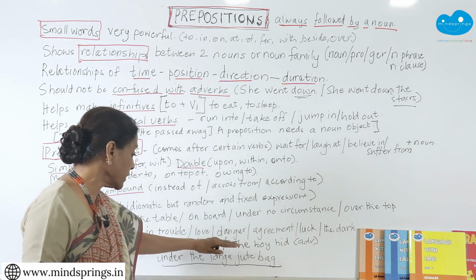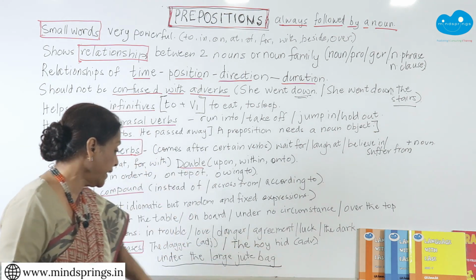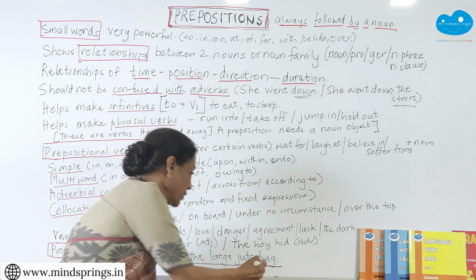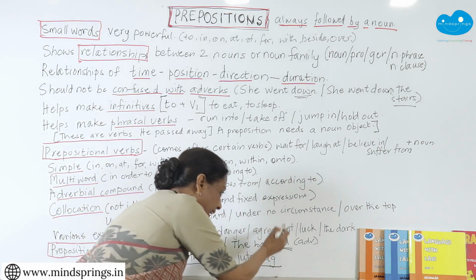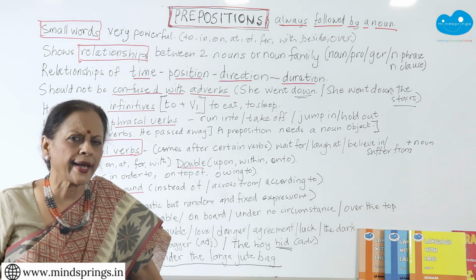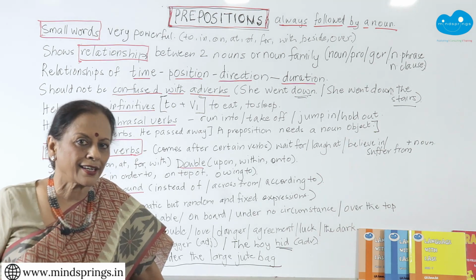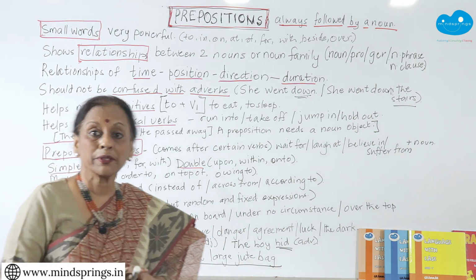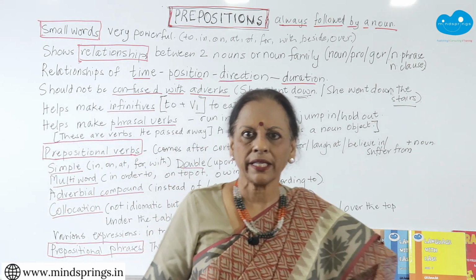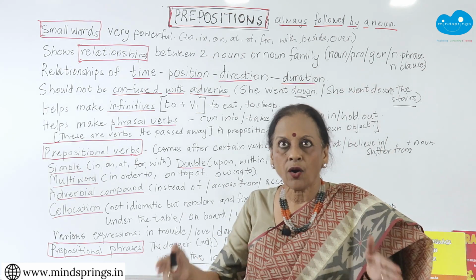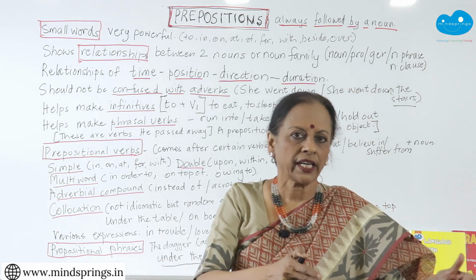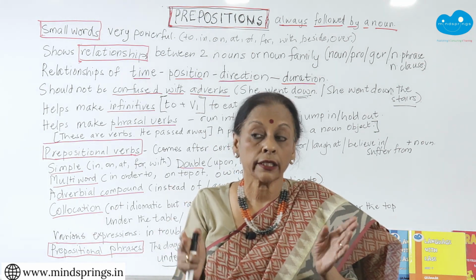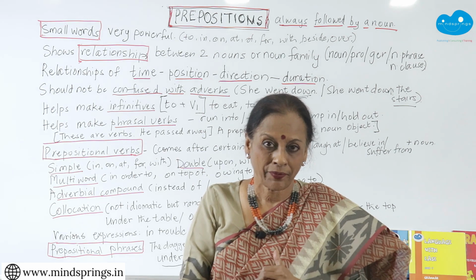But if I were to instead say the boy hid under the large jute bag, now it becomes adverbial because it is telling me where he hid. The boy hid where? The answer is under the large jute bag. So, this prepositional phrase now therefore becomes an adverbial. The simplest way to show how a prepositional phrase can either be adjectival or adverbial: just look at what it is doing in the sentence.